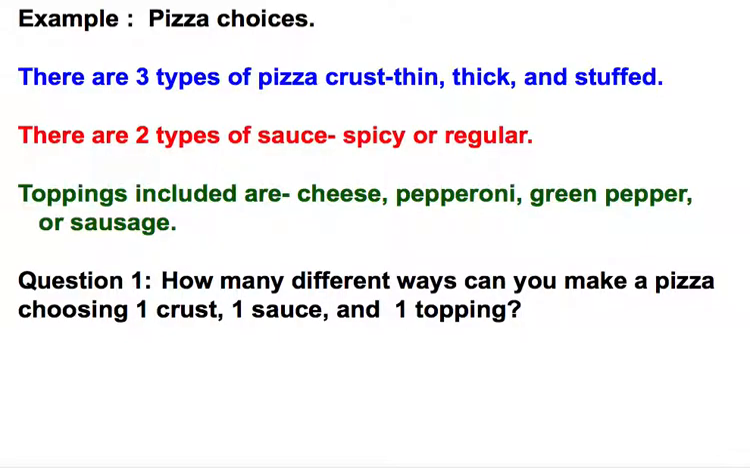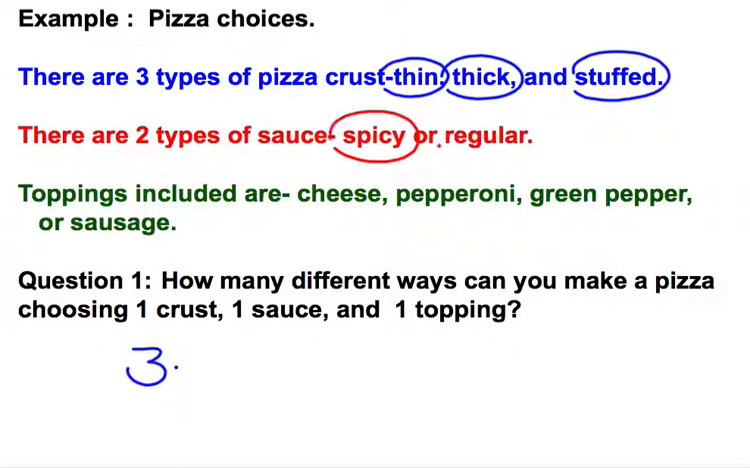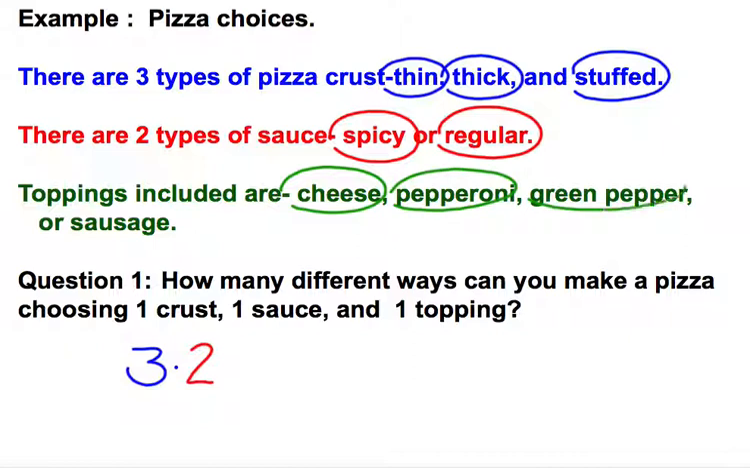So imagine you're making a pizza at home. And we're going to figure out how many different possibilities we can make our pizza. One choice could be a thin crust, a thick crust, or a stuffed crust. So we have three choices there. Then we choose our sauce, spicy or regular. So we have two choices there. Then we have our toppings that we want to put on it. Cheese, pepperoni, green pepper, or sausage. So we have four choices there.